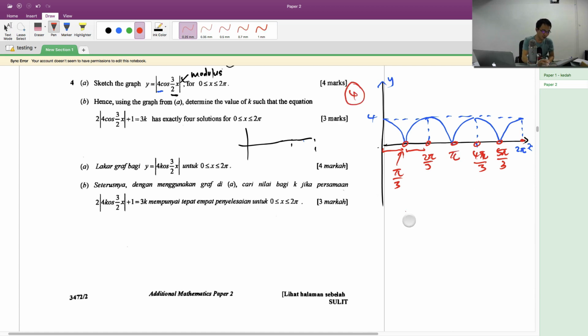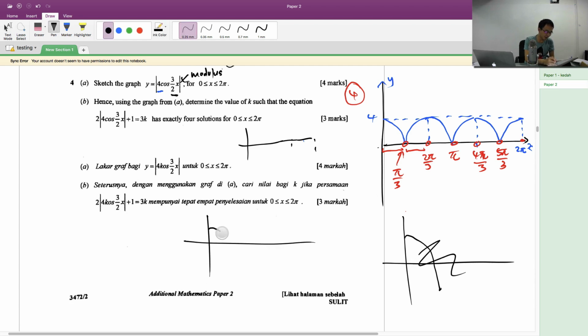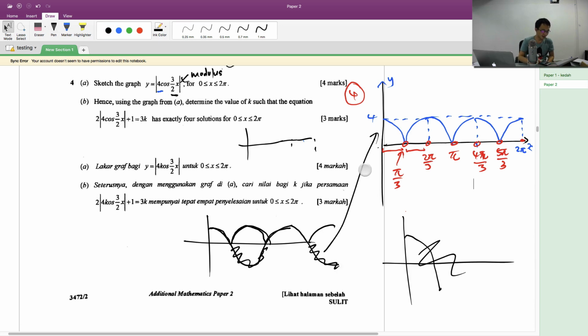Alright, so for modulus, there's something you must understand about the modulus of a cos graph. A cos graph basically will look like this. If you have modulus, this part has to flip up. That means the bottom part will be gone. Consider one cycle looks like this, so another half cycle should be like this. But because of modulus, you have to flip this part up, so this one will be gone. So I will get exactly something that looks like this.